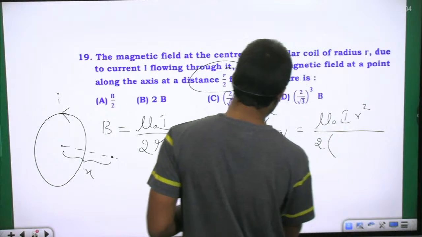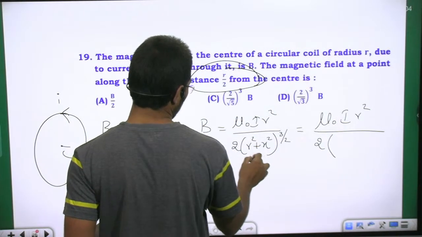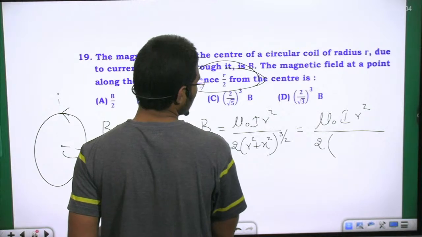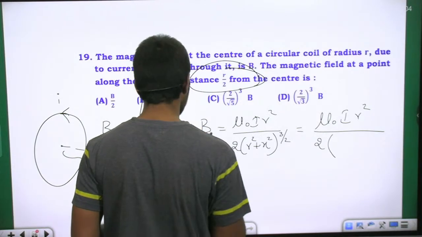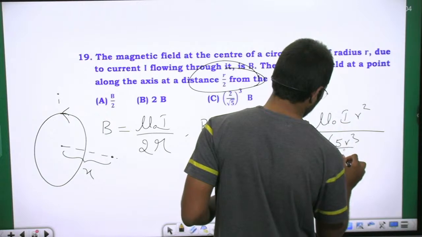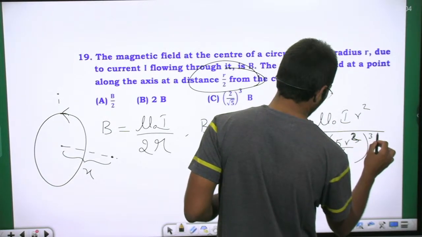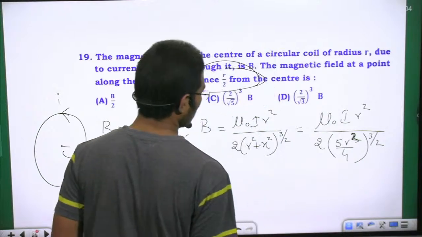R by 2 whole square, r square by 4. r square by 4 plus r square. How much do you get? 5r square by 4, right? Whole power 3 by 2. I am taking r out.